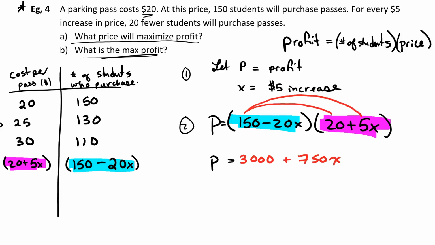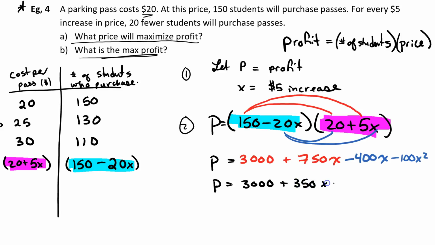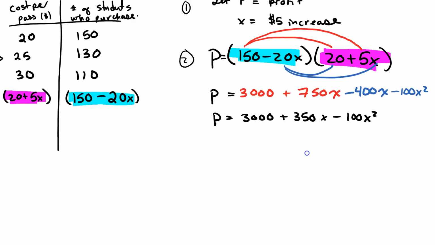Go into my blue. Negative 20x times 150 is going to be negative 3,000x. Negative 20x times 5x is going to be negative 100x squared. I'm going to go back to black. P equals 3,000 plus 350x minus 100x squared. So I'm just going to rearrange the order.